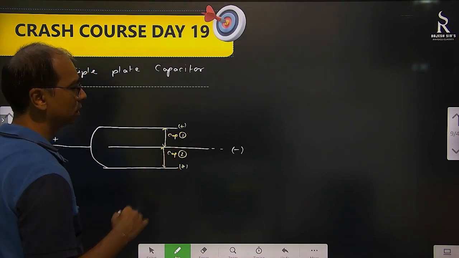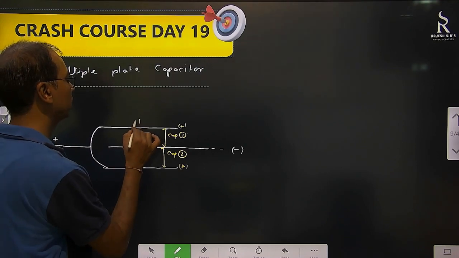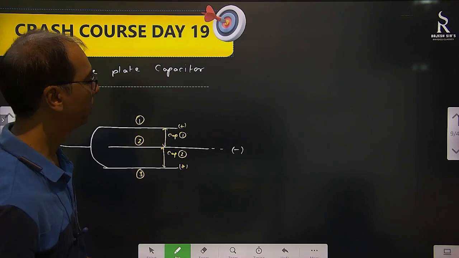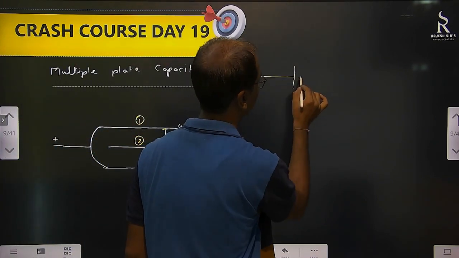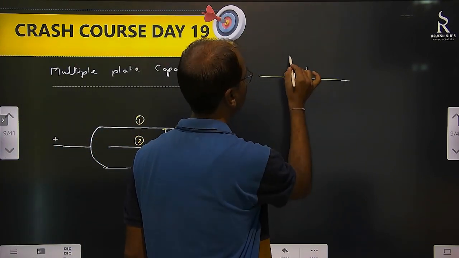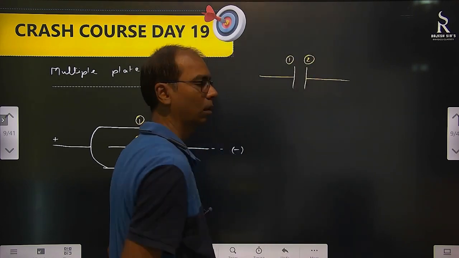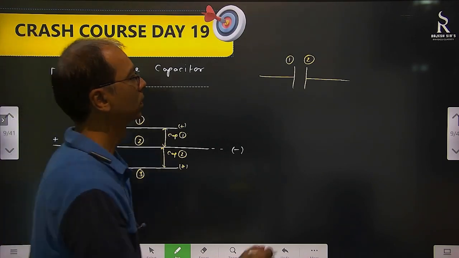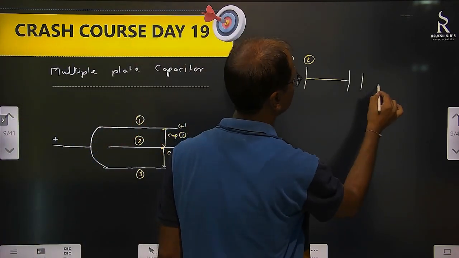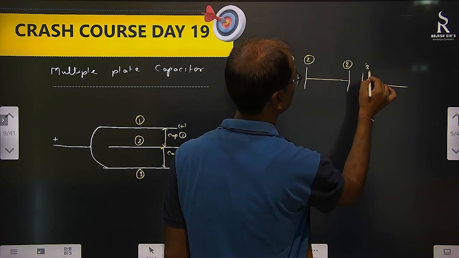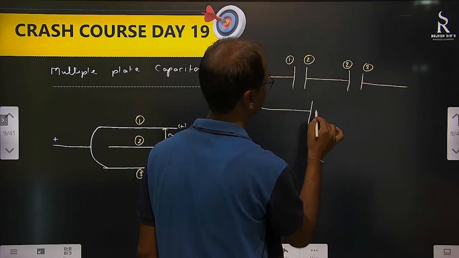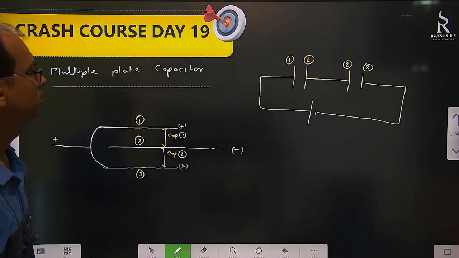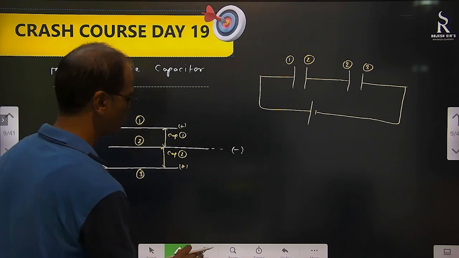If we make it in a circuit, how will it be? Say this is plate 1, this is plate 2, this is plate 3. Between plate 1 and plate 2 there is a capacitor and plate 1 is connected with a battery. Then there is a capacitor between 2 and 3 also. And it's connected like this. Is it connected like this? No, I have connected it wrong.